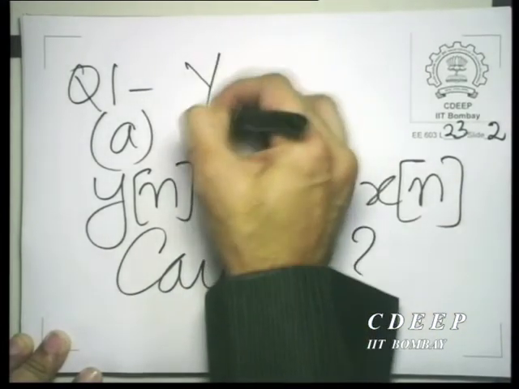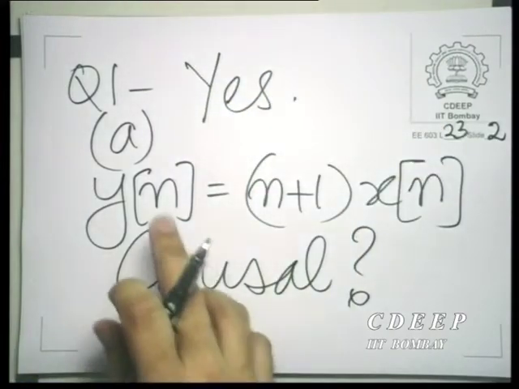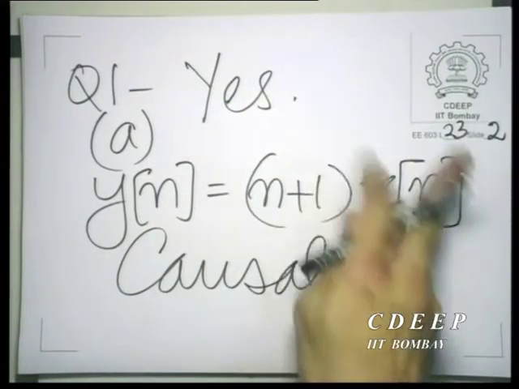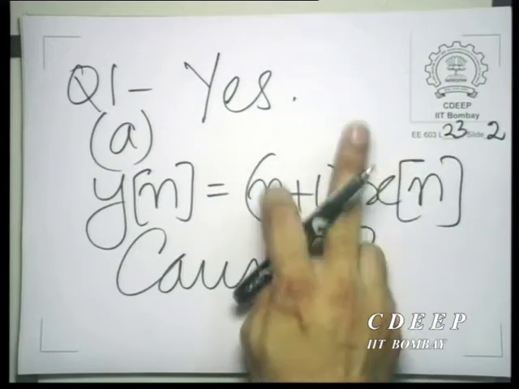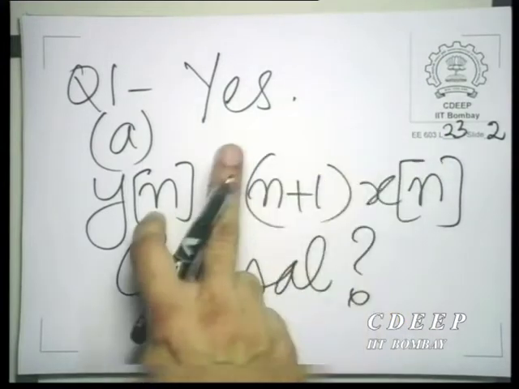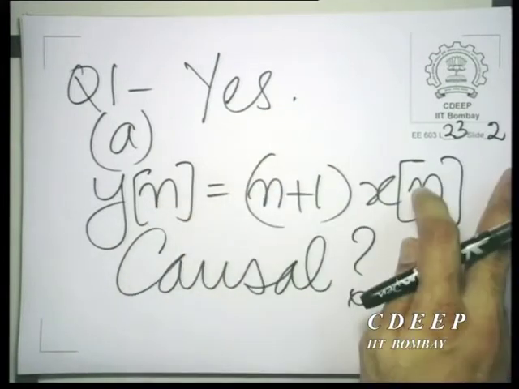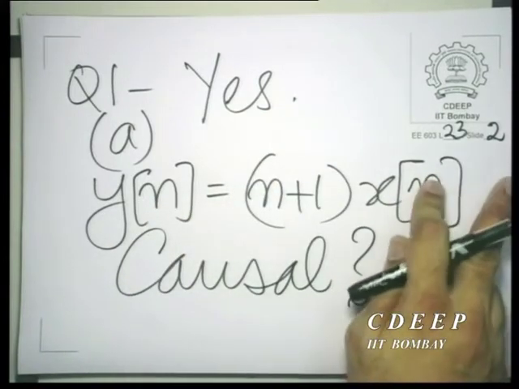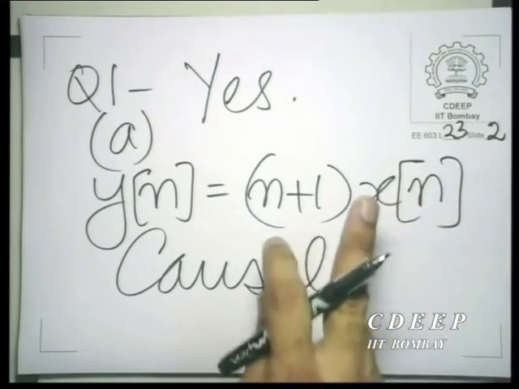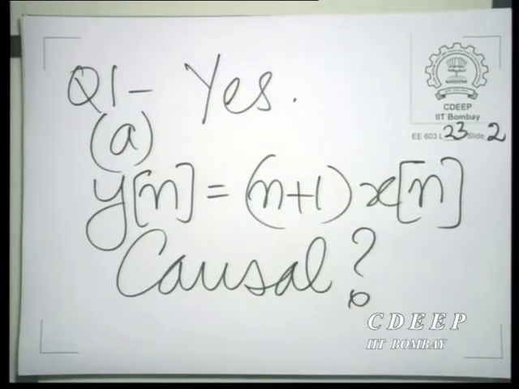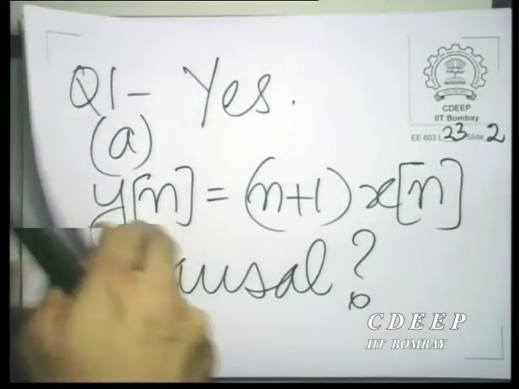And of course, the answer is yes. That is because although this is n plus 1, that was the deceptive part, this is n plus 1, that does not affect the causality. The causality only relates to the fact that y[n] depends on the current sample of x and on no other. It does not matter what function you perform on the index before you apply that to the sample. That does not affect causality. So, the system was indeed causal.